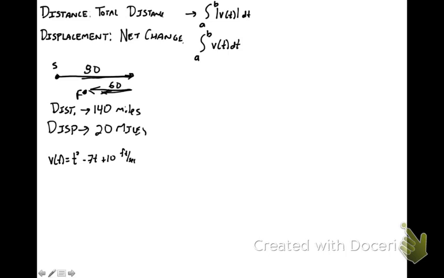The question is, find the displacement and the distance traveled on the time interval from 1 to 7. So we want to find the displacement, and we'd like to find the distance. Let's find the displacement first. To find the displacement, all we need to do is look at the integral from 1 to 7 of our function. We'll just write in v of t because we already know what it is.